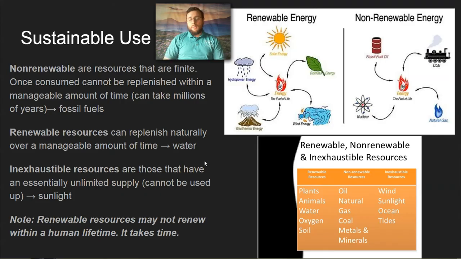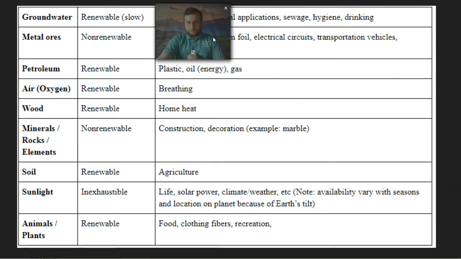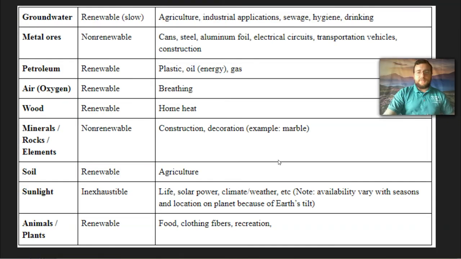Used up if we go use them too fast, which is why, again, the idea of sustainability is you have to use it in a way you can make sure there's enough left for tomorrow. So here's some examples of some resources that we get from our planet and whether they're renewable or not and how we use them. So groundwater is definitely renewable, even though it's a slow process because the water cycle doesn't go like this. And the primary use, believe it or not, is for agricultural purposes.